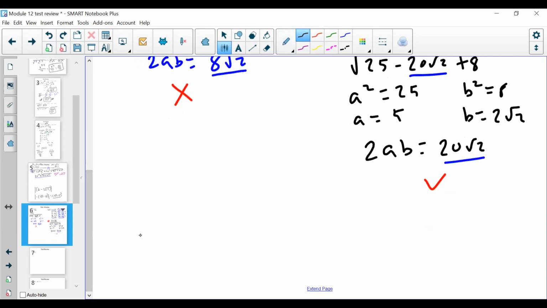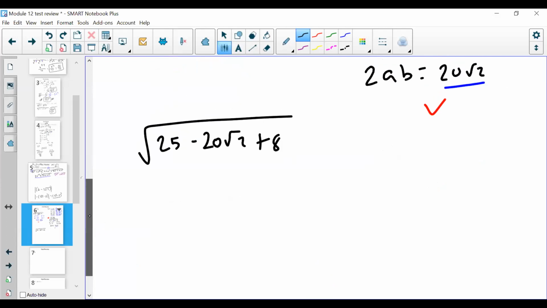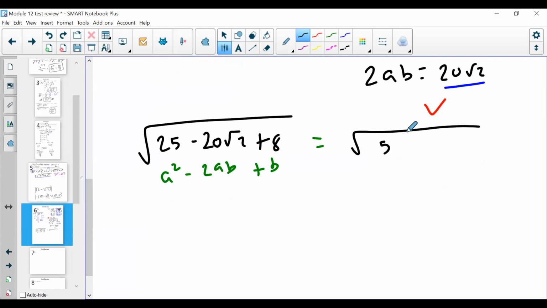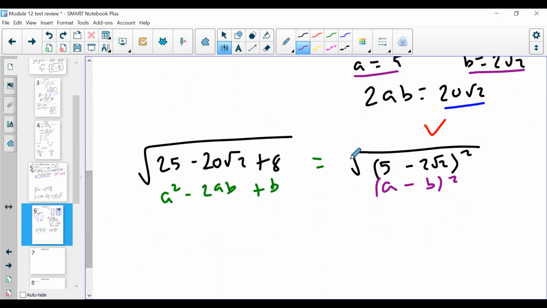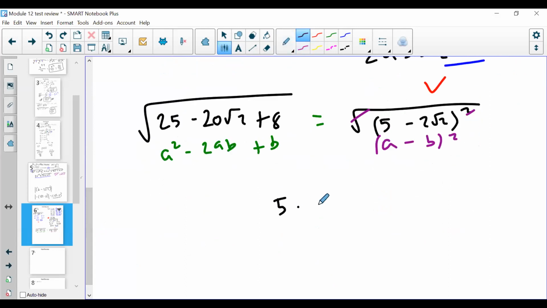All right. So I know the correct one is now going to be 25 minus 20 root 2 plus 8. And since I've now verified that it is a perfect square trinomial of a squared minus 2ab plus b squared, I know that what's underneath the square root is going to factor into 5 minus 2 root 2, all squared. And that's because it's going to be in the form a minus b squared, where I saw a is 5 and b is 2 root 2. But I don't need a square root of a square because they just cancel out. So what I'm left with is 5 minus 2 root 2.